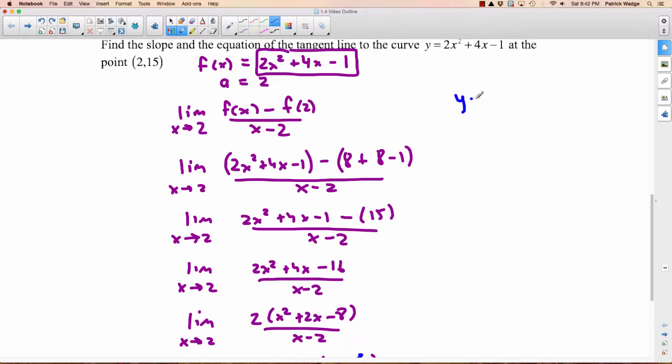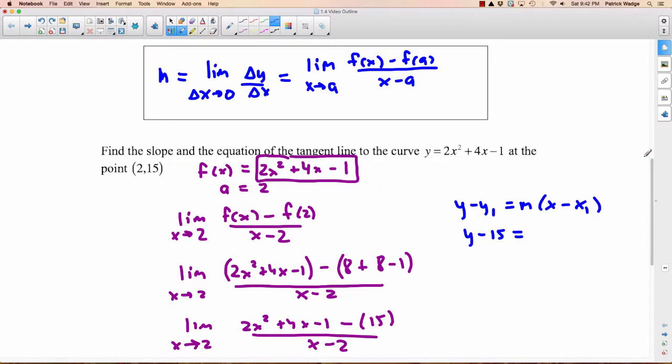So we have y minus y1 equals m times x minus x1. So it's y minus y1, which is 15, equals m. Well, that's what we just found down here. Our slope is 12. So 12, and then x minus x1, which is 2. Away we go. Y equals, I'm going to expand, 12x minus 24.